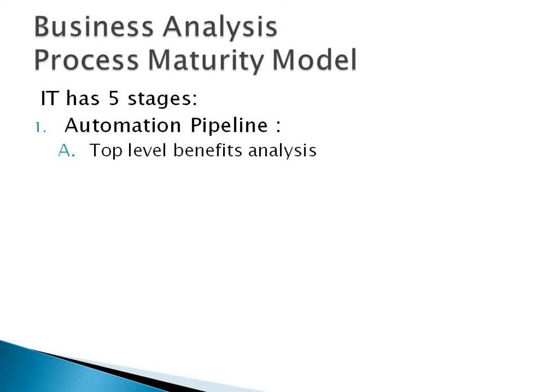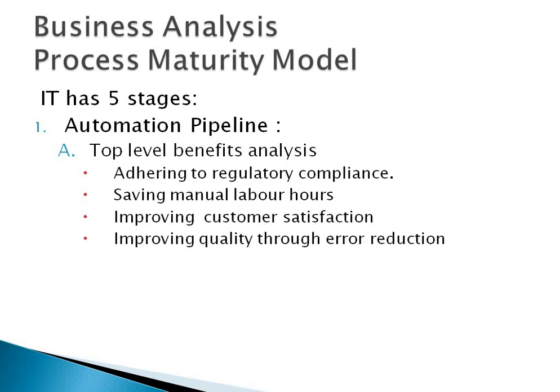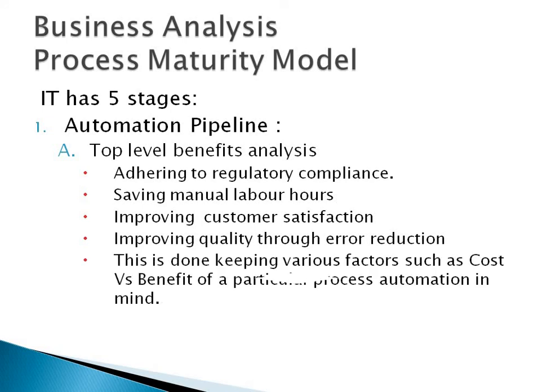The thing which will be decided in this stage is the top level benefit analysis. It is adhering to the regulatory compliance, saving manual labor hours, improving customer satisfaction, improving quality through error reduction, and this is done by keeping various factors such as cost and benefit of a particular process automation in mind.